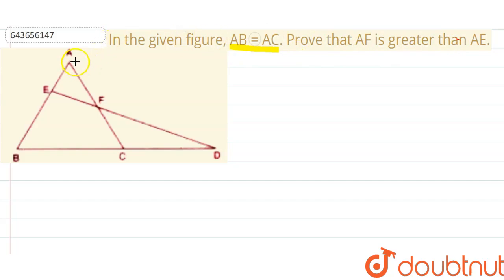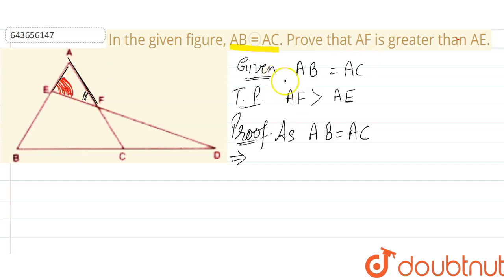So just note it down, we need to prove AF greater than AE. So somehow try to prove that the angle opposite to AF, that is this one, is greater than the angle opposite to AE. As we need to prove AF greater, we'll try to prove its opposite angle greater. So first of all, we should write the information given and what is to be proved, which is clearly in the question.